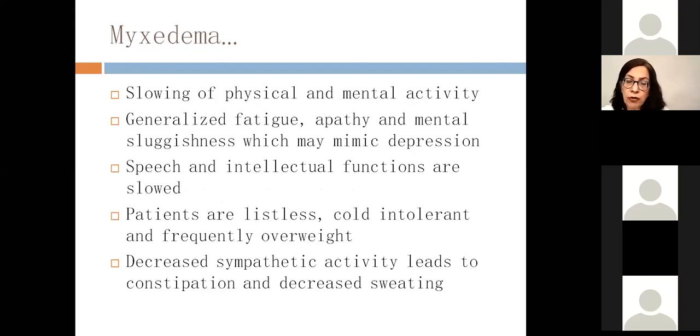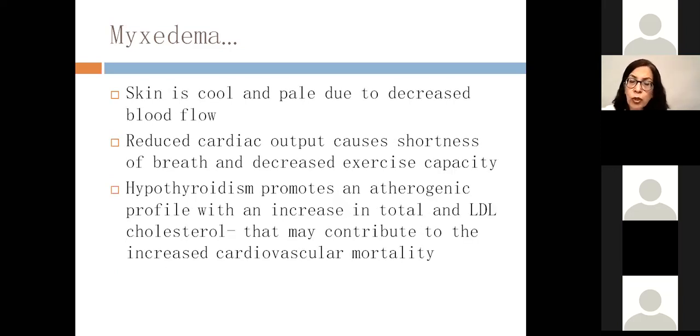Speech and intellectual functions are slowed. Patient is listless, cold intolerant, frequently overweight. Decreased sympathetic activity leads to constipation, decreased sweating. Skin is cool and pale due to decreased blood flow. Reduced cardiac output causes shortness of breath, decreased exercise capacity. And it promotes an atherogenic profile. Hypothyroidism causes atherosclerosis and abnormal lipid levels, increase in total and LDL cholesterol, which may contribute to the cardiovascular mortality.